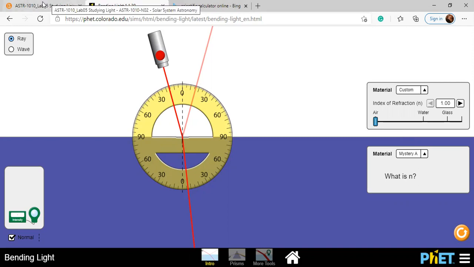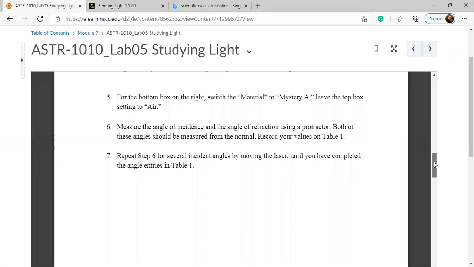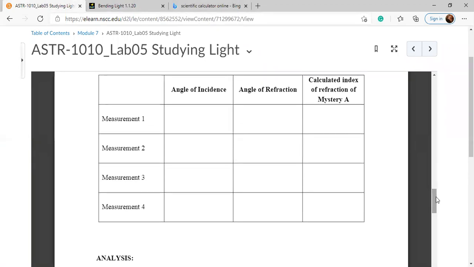Okay, so if I go down to this table and do the same process as I did before, then look at here, angle of incident, you have to do same thing as before. Angle of incident, that is theta 1. Angle of refraction, that is theta 2, right? And calculate index of refraction of mystery material A. Formula is what? Snell's law. N1 sine theta 1 equal to N2 sine theta 2, right? So you can take the different measurement. When taking different measurement, you need to take 5 measurements, right?